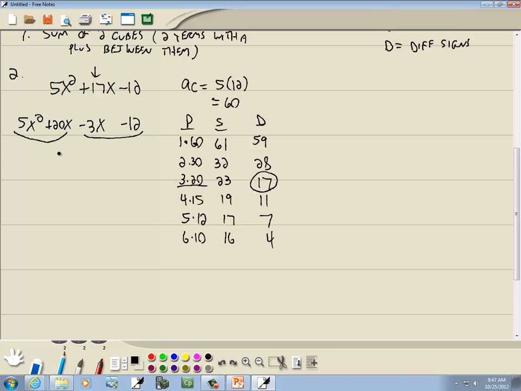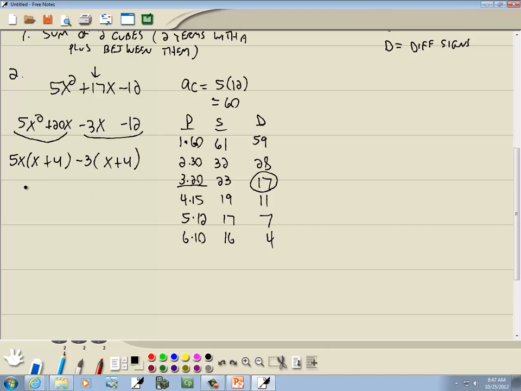Then we use factoring by grouping. The first two terms have a 5x in common, so that gives me x plus 4. The second group has a 3 in common, and my first term's negative, so I want to factor out a negative 3. And that gives me x plus 4.